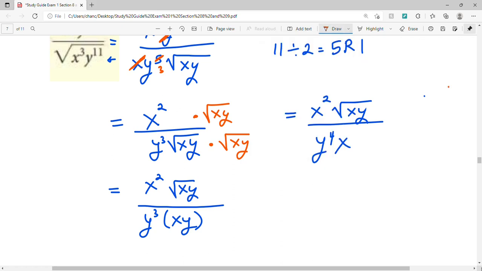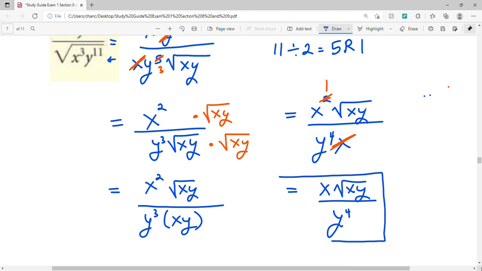We can reduce. The x cancels with one of these x's up here, leaving just one x on top. And so my final answer is x times the square root of xy divided by y to the fourth. Can't simplify it any further than this because the square root of xy cannot simplify with y to the fourth.